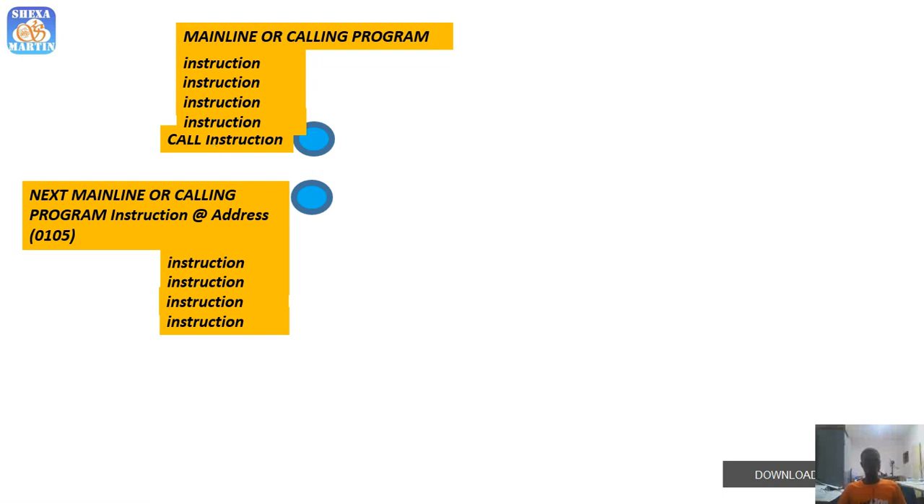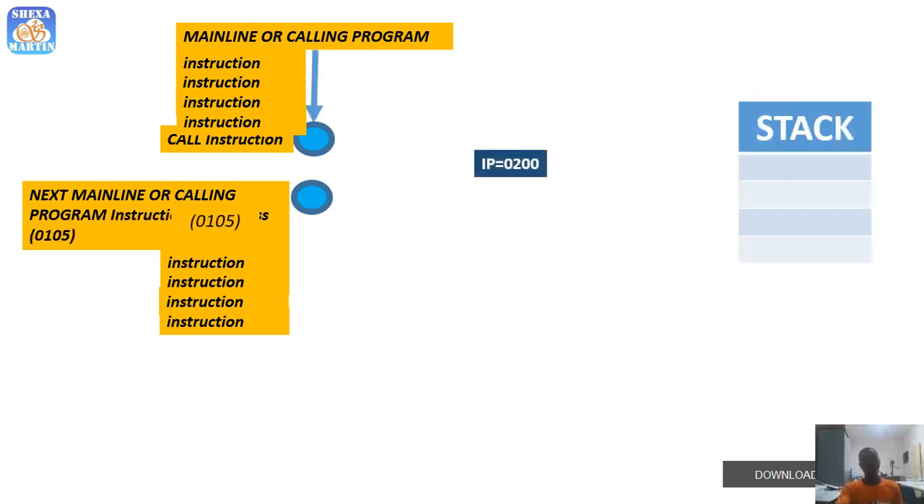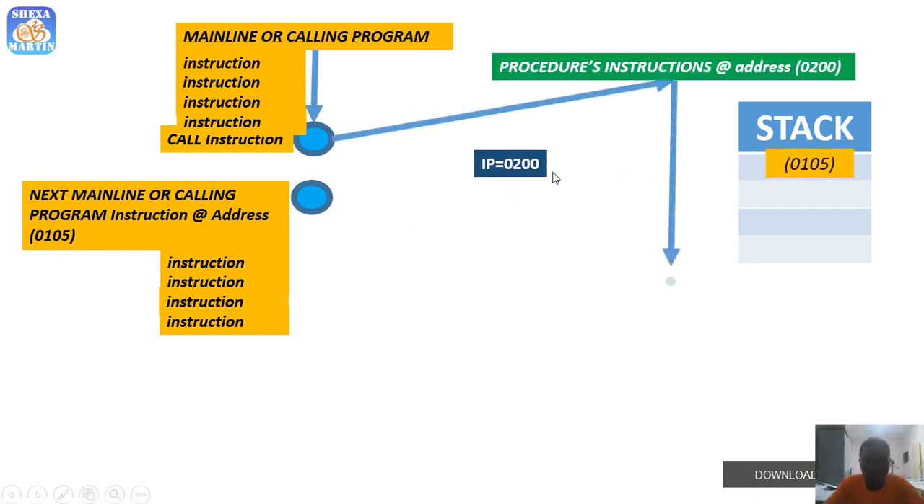All right, what happens when you get to the call instruction? I have already told you this. The main program is running from top to there, but it's interrupted here by the call instruction. Then IP, the instruction pointer, gets the value 0200. Why? Because the next instruction in the called procedure is residing at 0200.